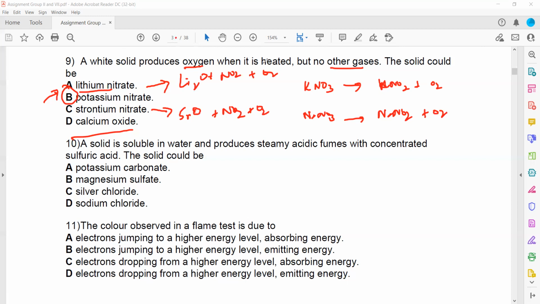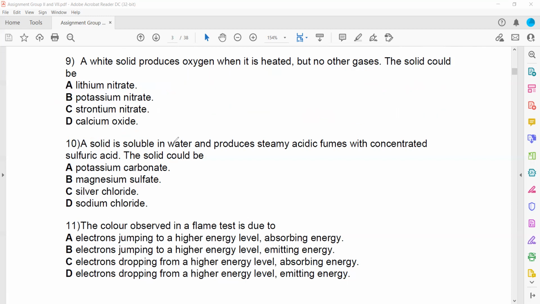Another question. A solid is soluble in water and produces steamy acidic fumes with concentrated sulfuric acid. When sulfuric acid reacts with potassium carbonate, it gives potassium sulfate plus carbon dioxide, so this won't be it. Magnesium sulfate plus sulfuric acid won't give any positive result. Most chlorides are soluble except silver, mercury, and lead, so silver chloride does not react.